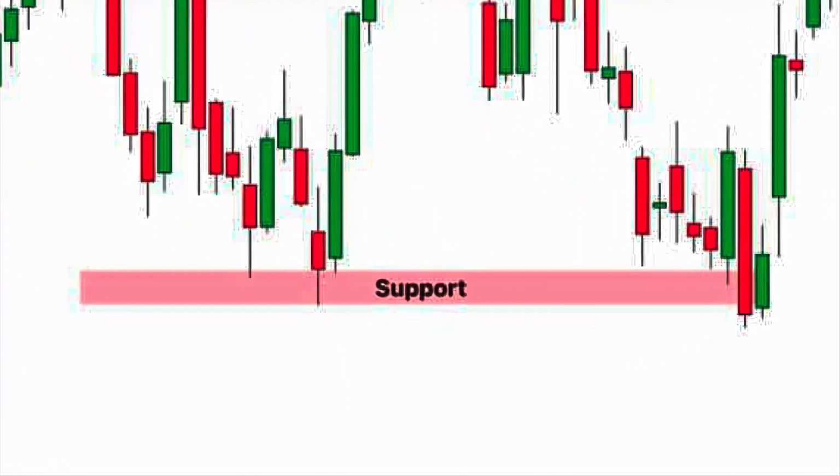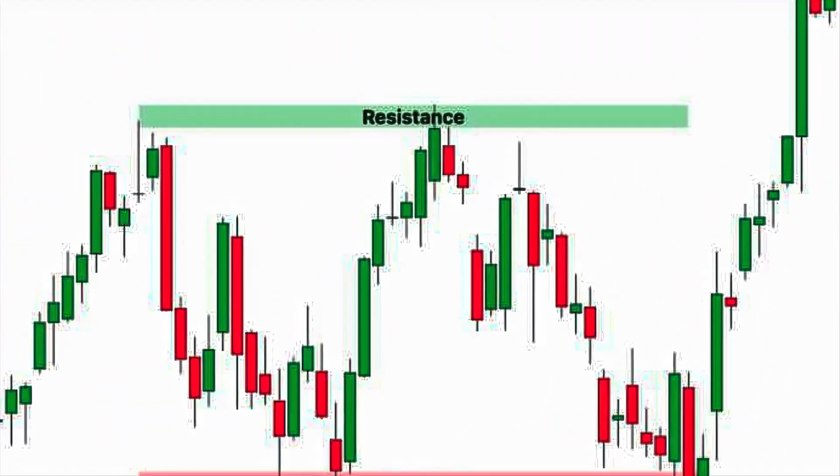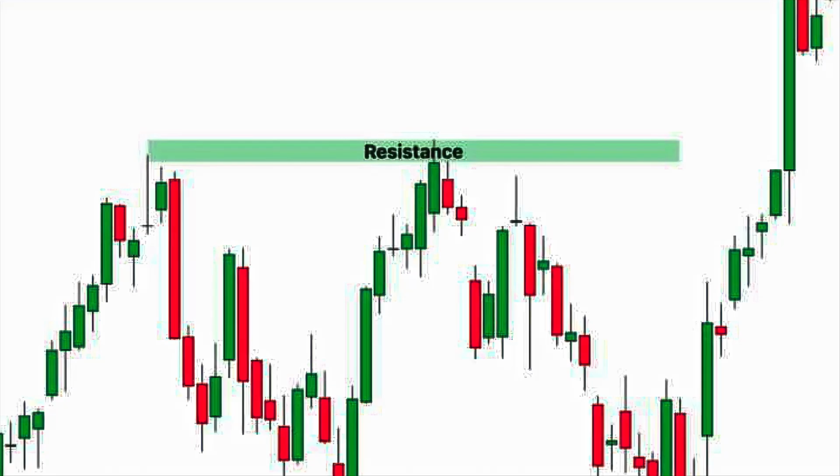Support is the level where buying becomes strong and price stops falling further. Resistance is the level where selling becomes strong and price stops moving upwards. So support acts like a floor, a base or a ground level, whereas resistance acts like a roof or a ceiling. So after support and resistance, let's talk about volume.